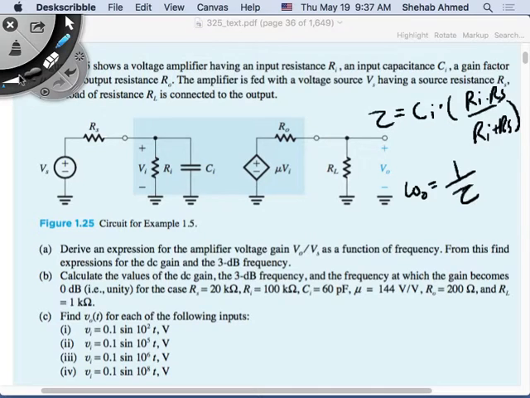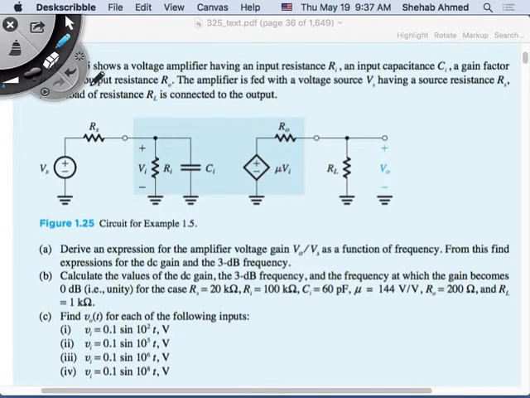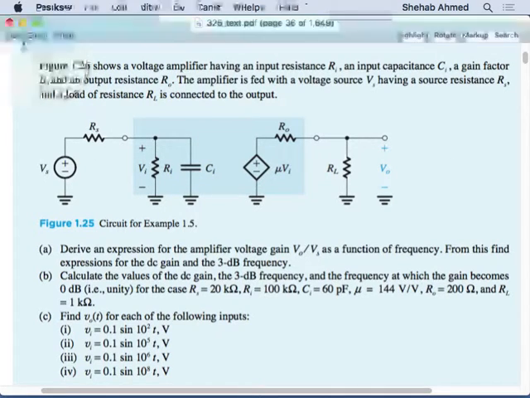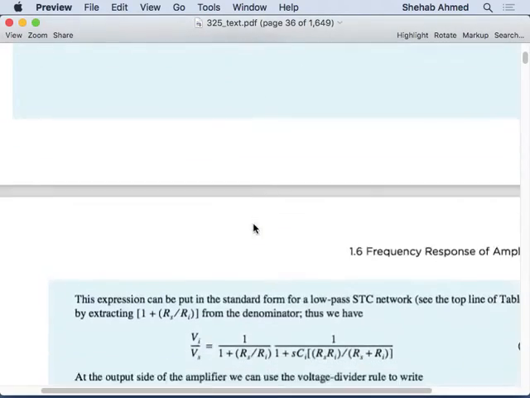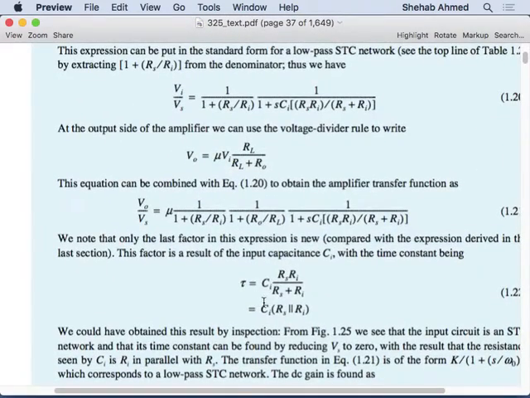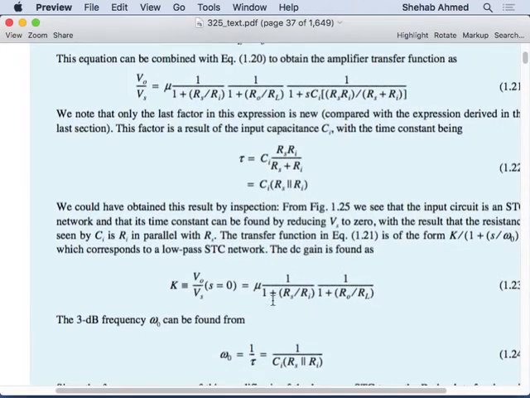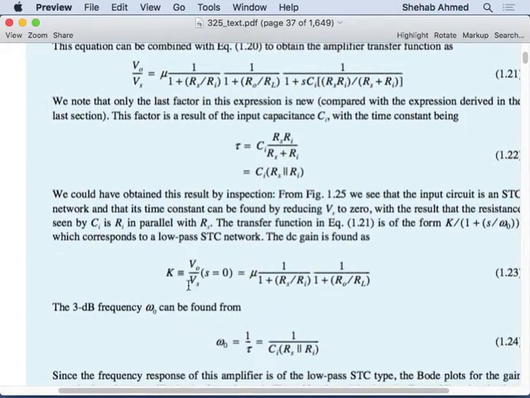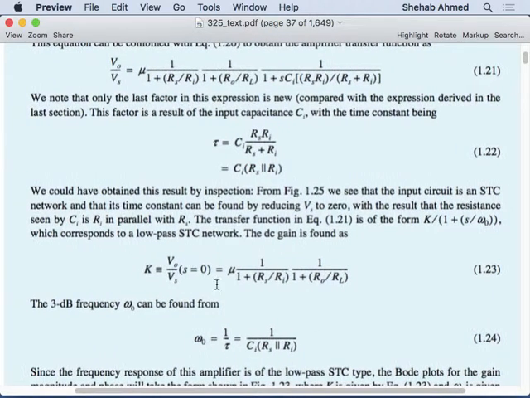But this way, you don't have to go through this mess, and it's a nice, easy way to do this. They talk about that here in the textbook. So tau is now equal to Ci times Ri Rs over the sum of Ri and Rs. Now I have the time constant, and the discussion I was talking about to find K. They also talk about that here. Put S equals 0. What is going to happen to the capacitor?